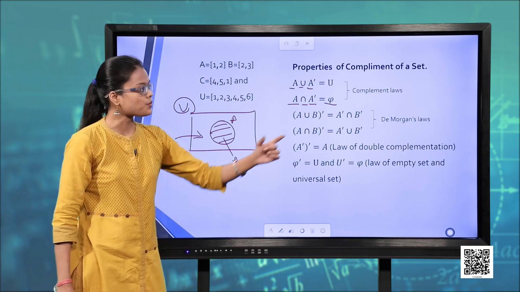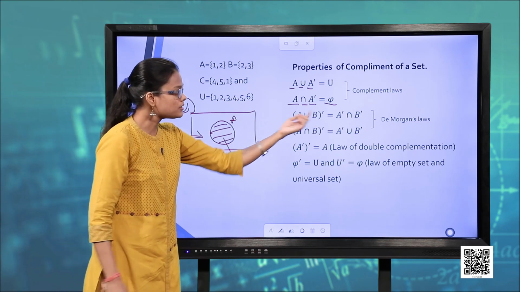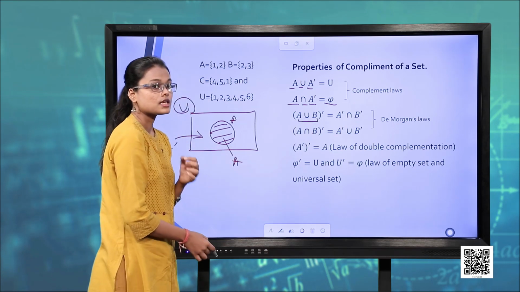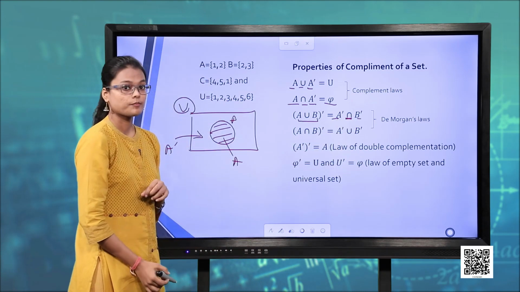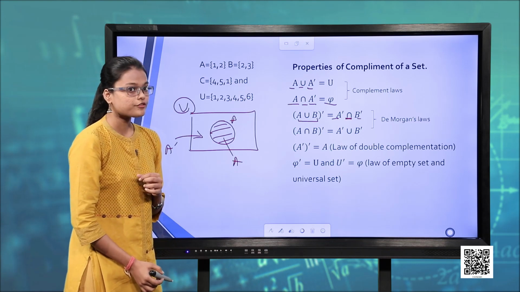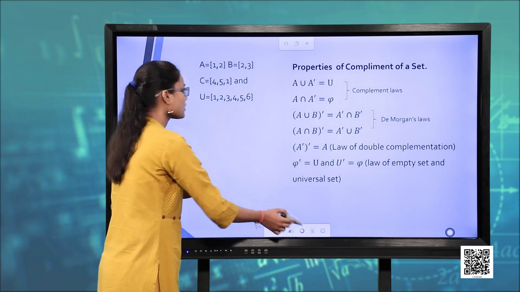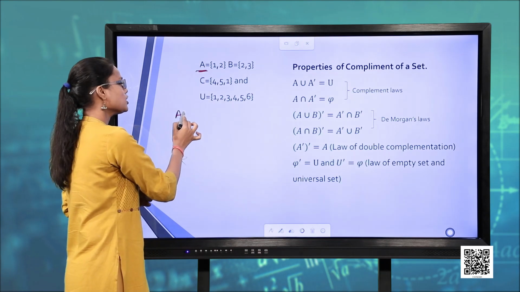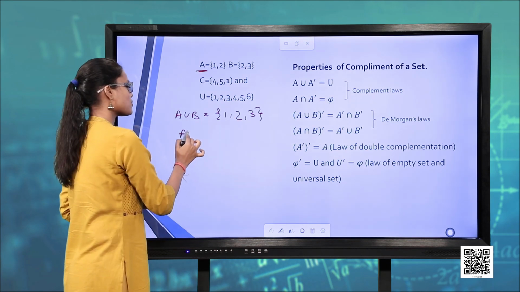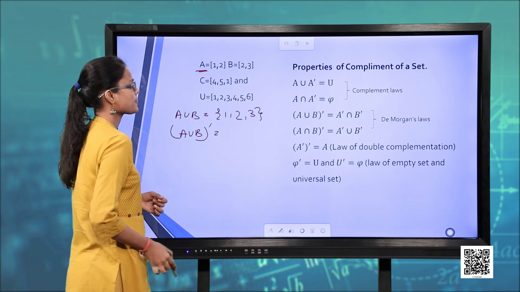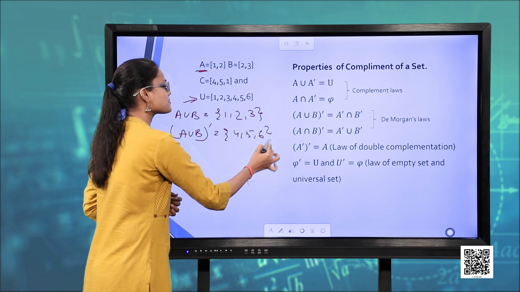The next property is very important, De Morgan's law. And what does it say? The complement of the union of two sets is equal to intersection of their respective complements. Let us verify one with an example and other you may do by yourself. Here A union B is 1, 2 and 3. So, what is A union B complement? If universal set is U, it is 4, 5 and 6.